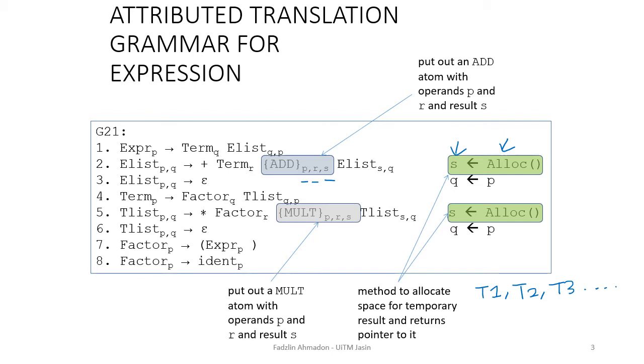All non-terminal attributes in this grammar are synthesized except for the first attribute of elist and tlist, which will be inherited. And then, when symbols share an attribute, it means those attributes share the same value. So for example, if you see here, rule 7 and rule 8, factor here has the attribute of P and ident here has the attribute of P. They would share the same values. Same goes for rule 7, this P will share the same value.